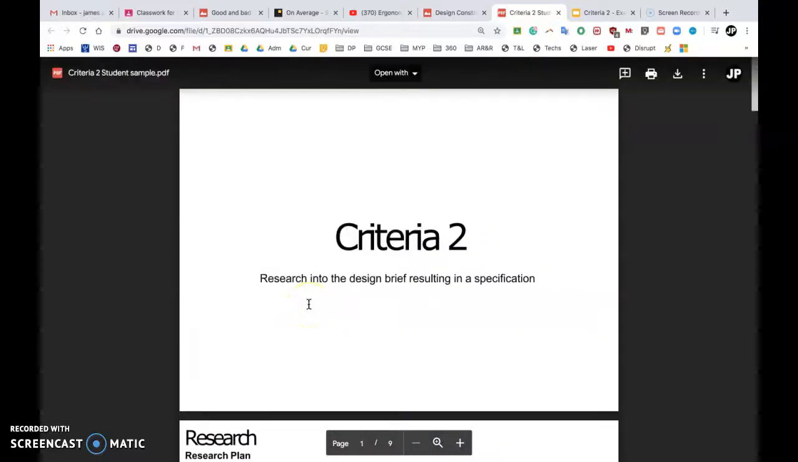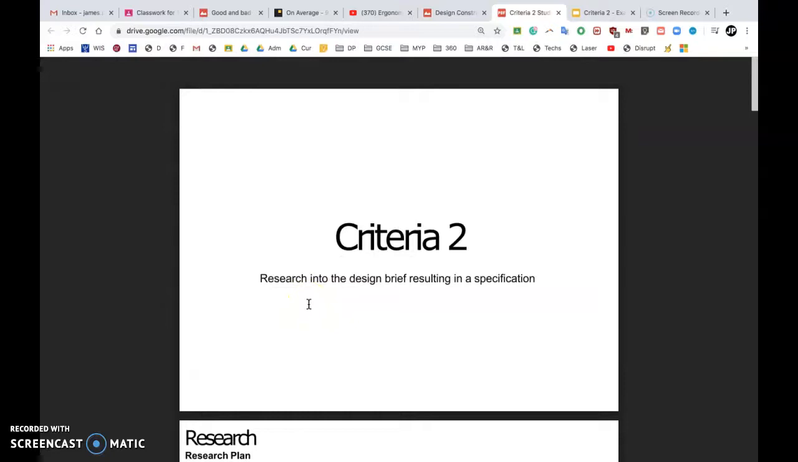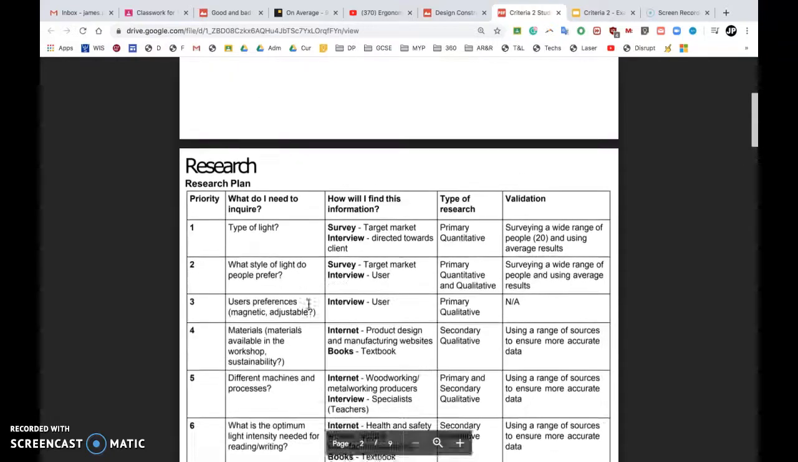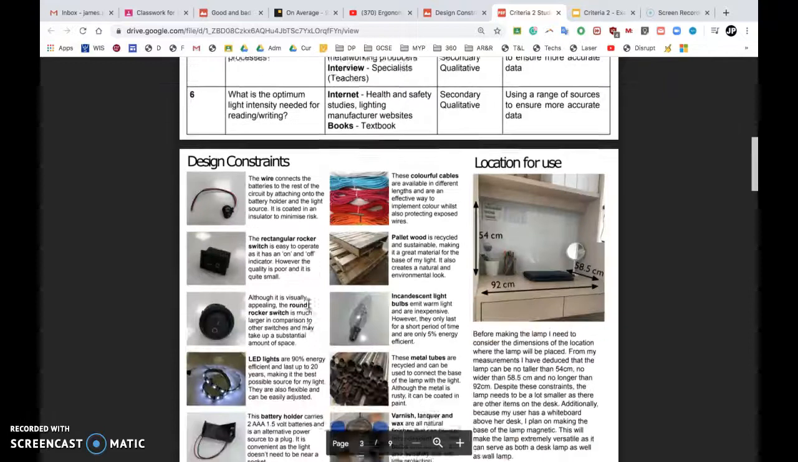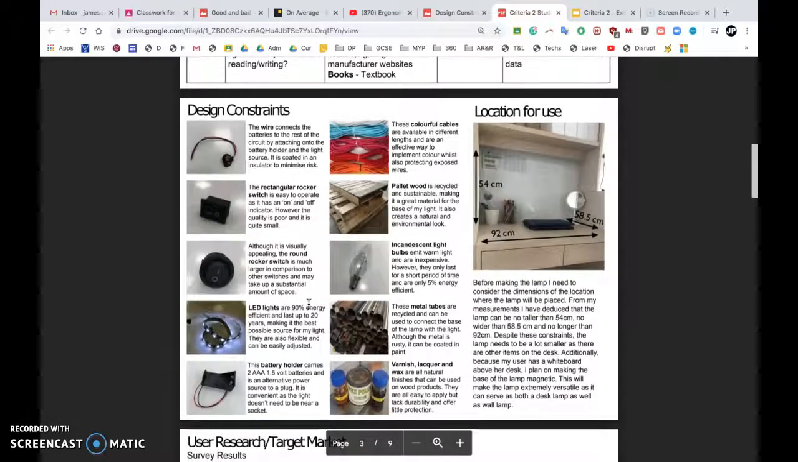This first video is just a really quick fly through of criteria 2, so you're familiar with all the things that you need to do. First stage is the research plan, where we simply plan out all the research we're going to do for this section. We then need to look at design constraints, which are all the things that are going to limit the scope of your project.